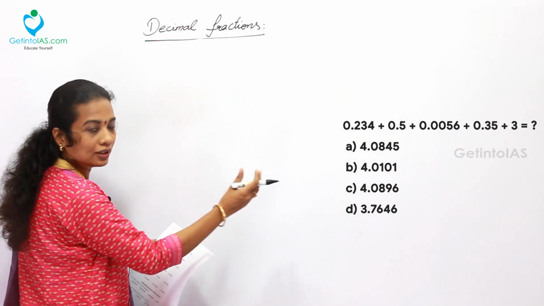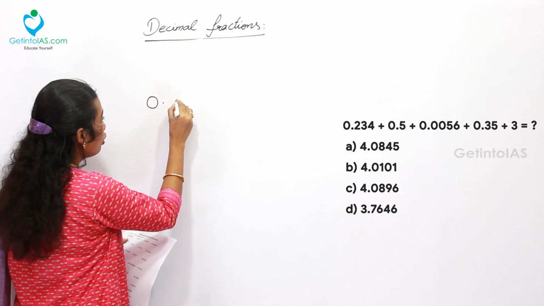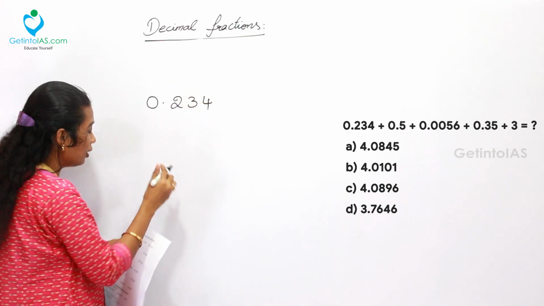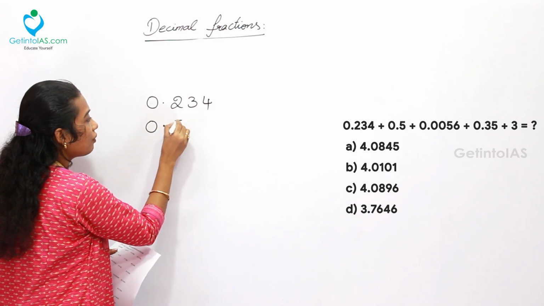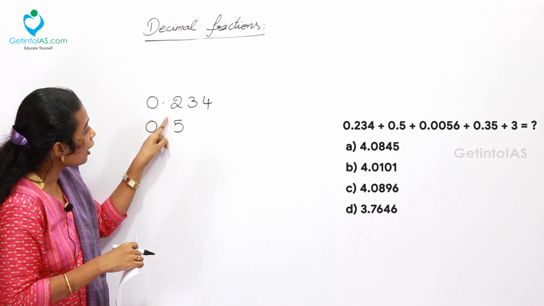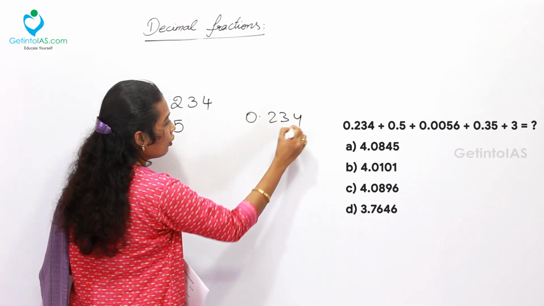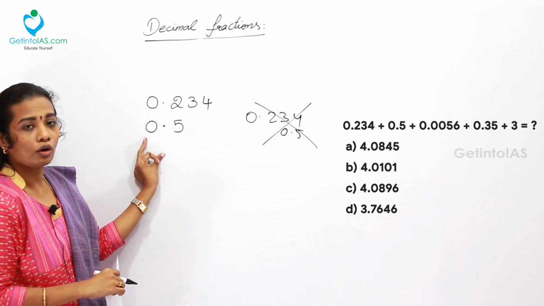Now, let's solve this. How to solve this in the basic way? 0.234 is the first number. How to write the second number, which is 0.5, right? So 0 here, point here, 5 here. Always write the decimal values in equal positions. You should not write 0.234 here and 0.5 shifted. You should not write like this. This is the correct way of doing it.